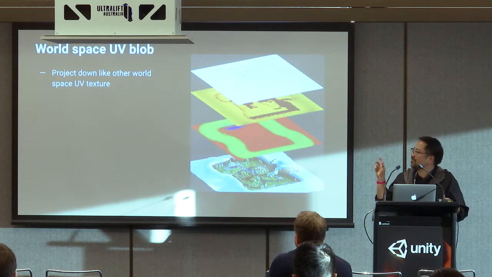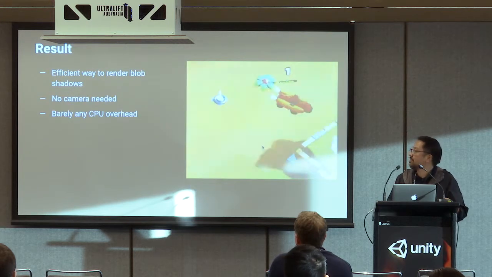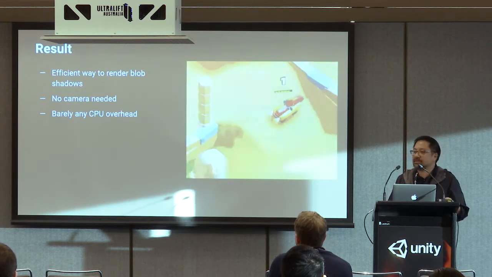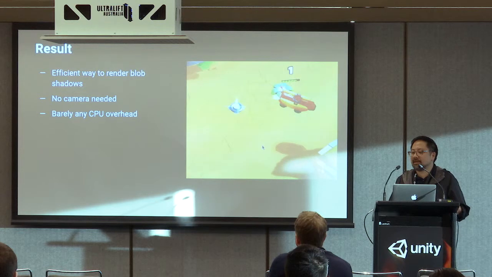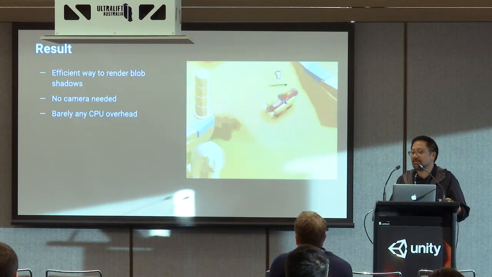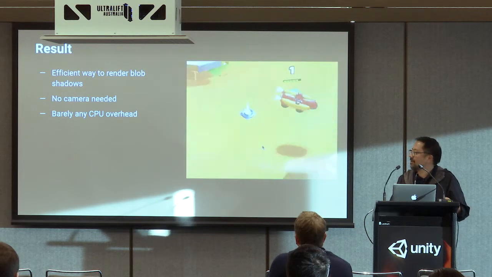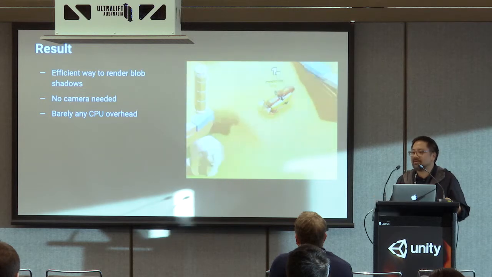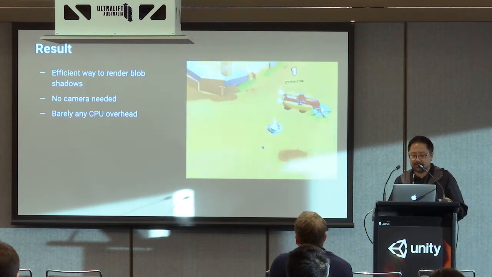So that's the projected texture in world space that I was talking about. And you can see right here. This was only for 10 cars, and I think the CPU overhead was very low for it. So we could technically render probably 100 shadows and it wouldn't be much of a performance hit.